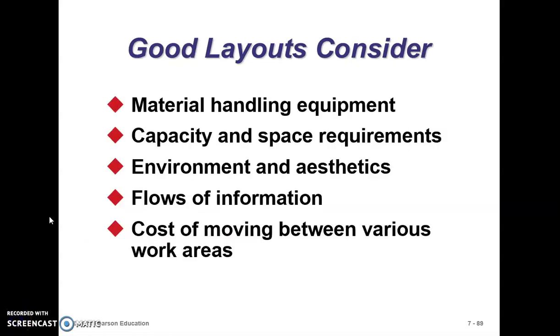Okay, those are the criteria that we need to consider for a good layout. We have material handling equipment, such as forklift and conveyor, and the second one, capacity and space requirement. So we need space for how much we can produce at one time for our production with a certain number of workers. The third one, environment and aesthetics. Aesthetics, for example, you go to a hotel, and they have their own smell, ambience, that is aesthetics.